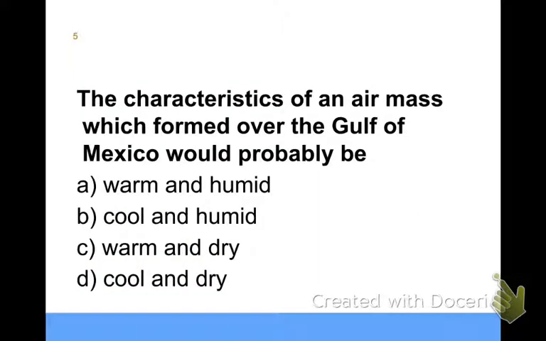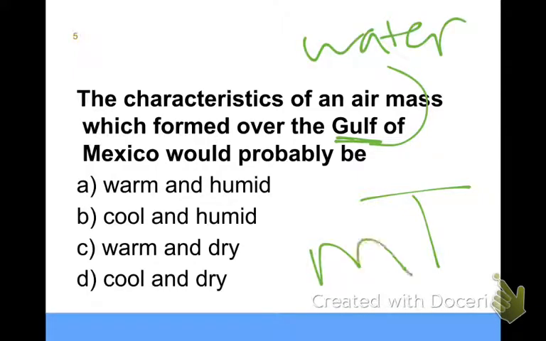Number 5, the characteristics of an air mass over the Gulf of Mexico would be, well, we know Mexico is near the equator, so it's warm, and warm areas get a T for tropical. And the Gulf of Mexico, if you don't know this, make sure you do, because we're going to talk about the Gulf a lot. The Gulf of Mexico is a body of water. So because this is water, it's going to be moist or humid. So I have an MT air mass, which is a warm, humid air mass, which is why number 5 was A.